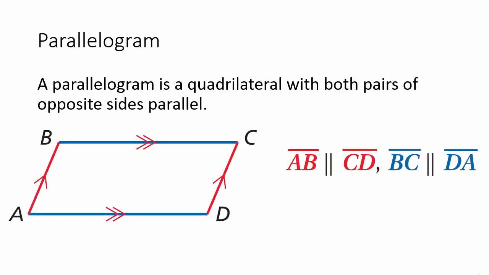What is a parallelogram? A parallelogram is a quadrilateral with both pairs of opposite sides that are parallel. So in the picture over here, you can notice that line segment AB is parallel to line segment CD, and line segment BC is parallel to line segment DA.